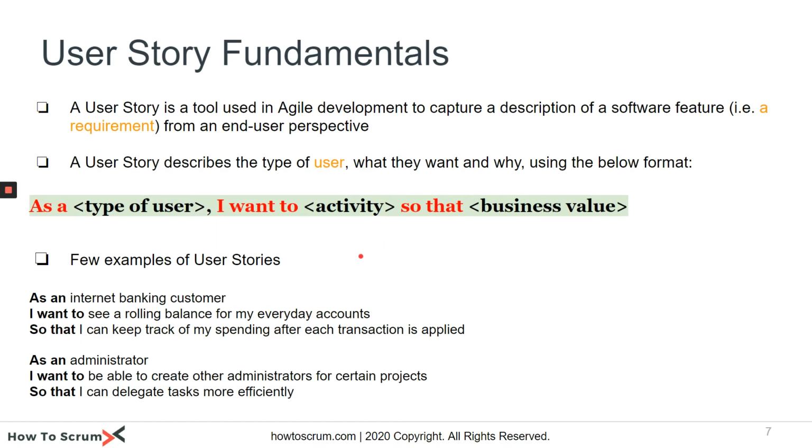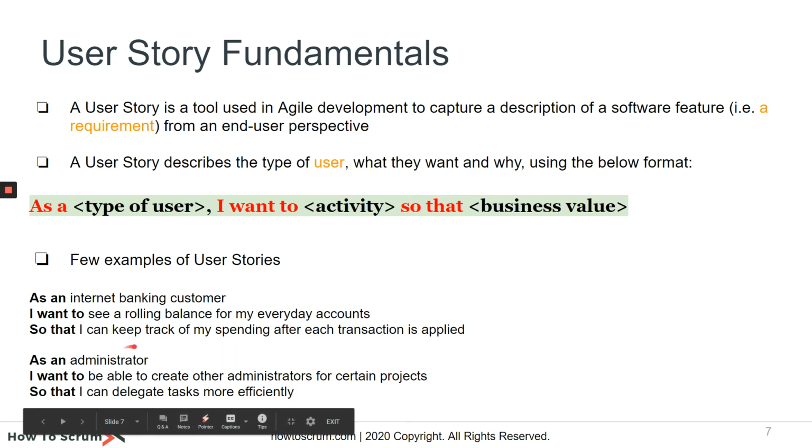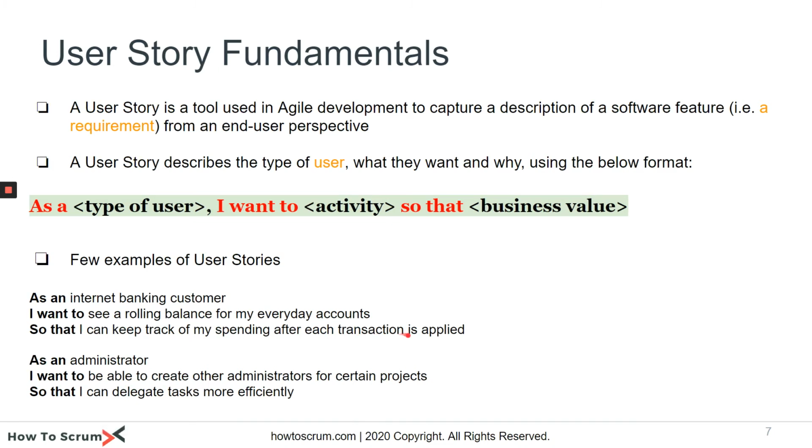The user story fundamentals: a user story in Agile is really a requirement, as people would talk about in Waterfall. The user story, as it mentions, is from the user's perspective, what they want and why. You usually write them as: as a type of user, I want to do some activity, so that there's a business value. An example would be: as an internet banking customer, I want to see a rolling balance for my everyday accounts so that I can keep track of my spending after each transaction is applied. So this is from the user's perspective, what they want to do and why they want to do that.